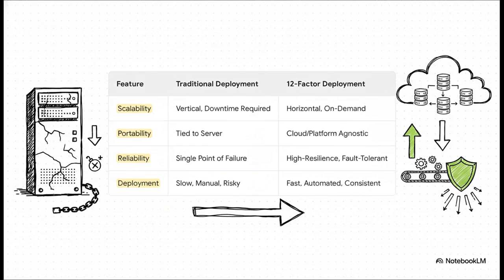So, after all this work, what's the big payoff? Well, this table says it all. We move from brittle, risky, vertical scaling to resilient, on-demand, horizontal scaling. We go from being tied to a single server to being cloud agnostic. We move from slow, manual, risky deployments to fast, automated, and totally consistent ones. The benefits here are massive, and they directly impact our ability to deliver value to our users fast.